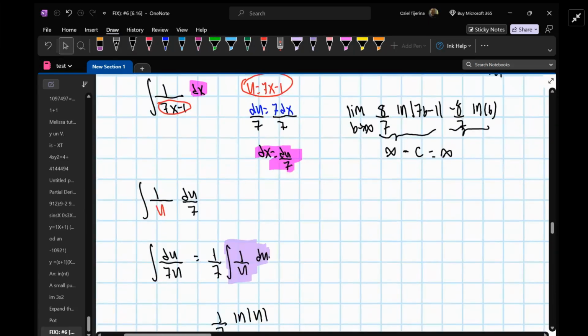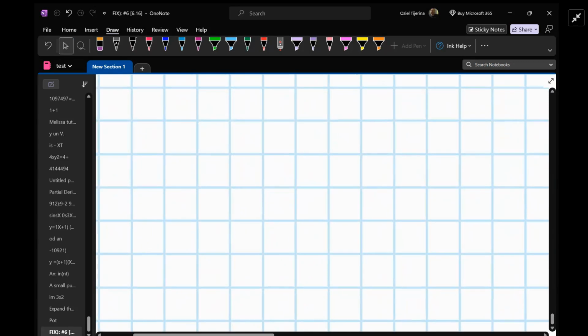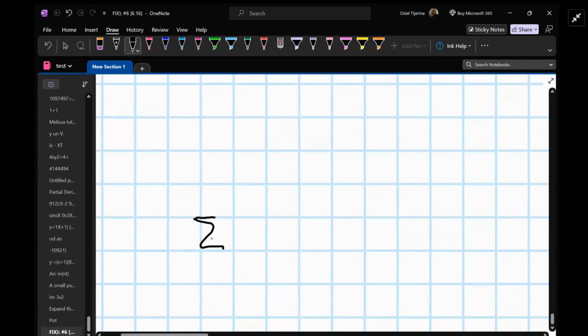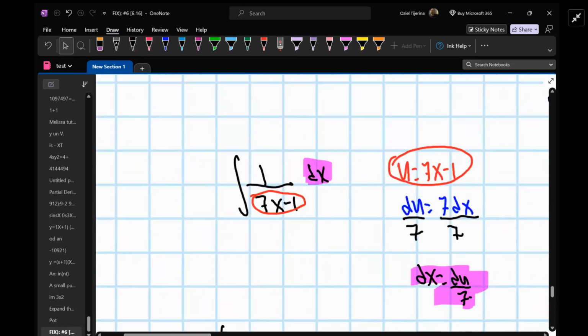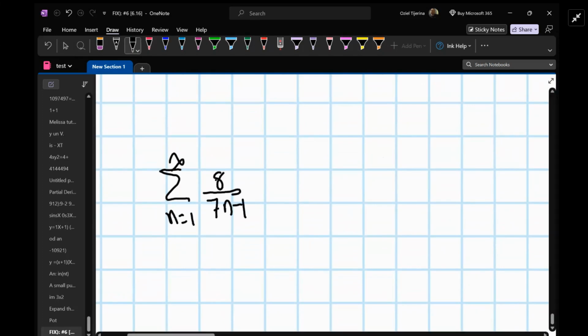So therefore, because the limit is infinity, by the integral test, the sum from n equals 1 to infinity of 8 over 7n minus 1 diverges by the integral test, because the limit of the integral goes to infinity.